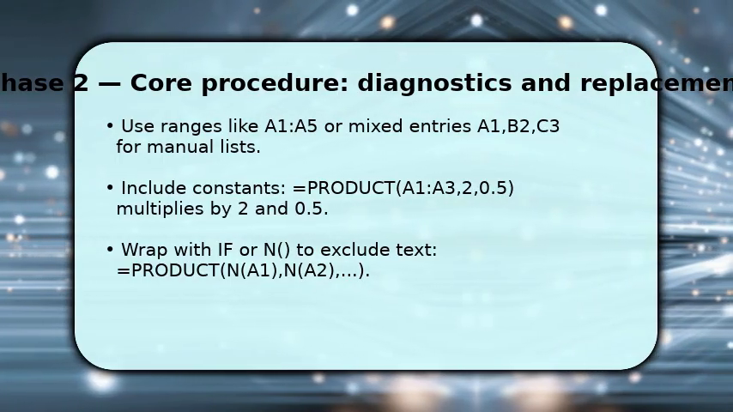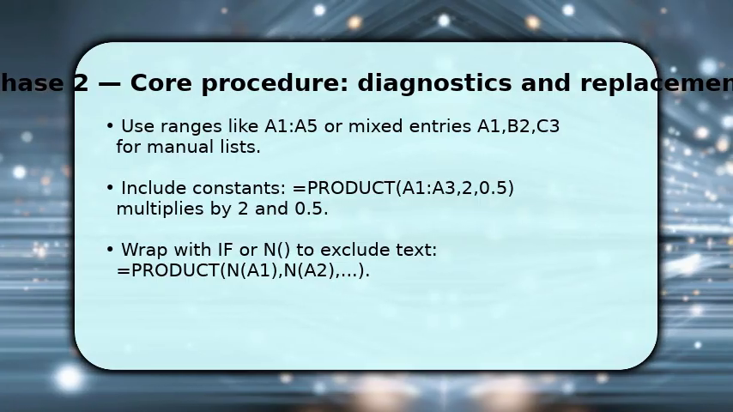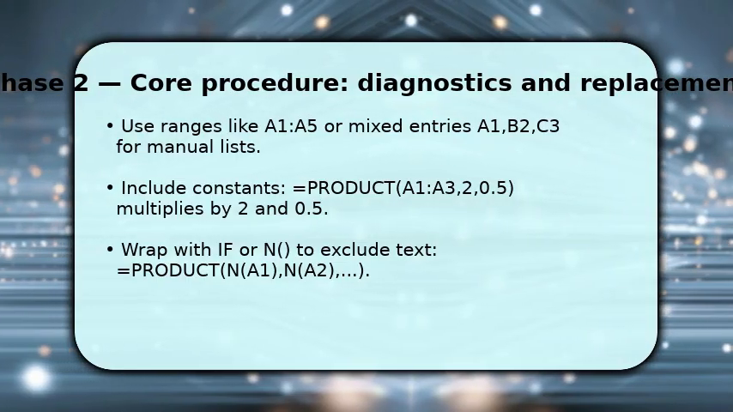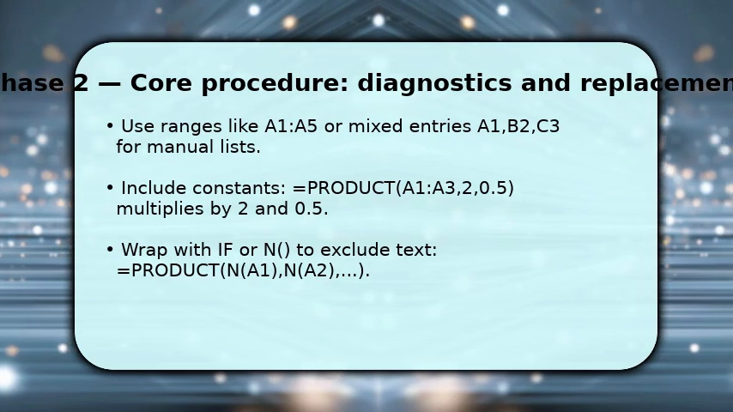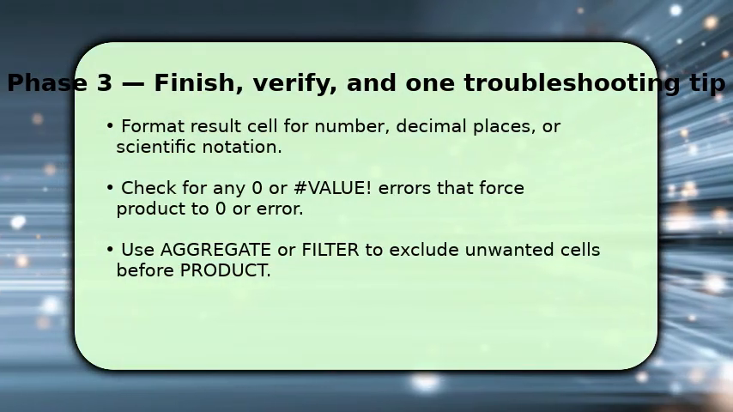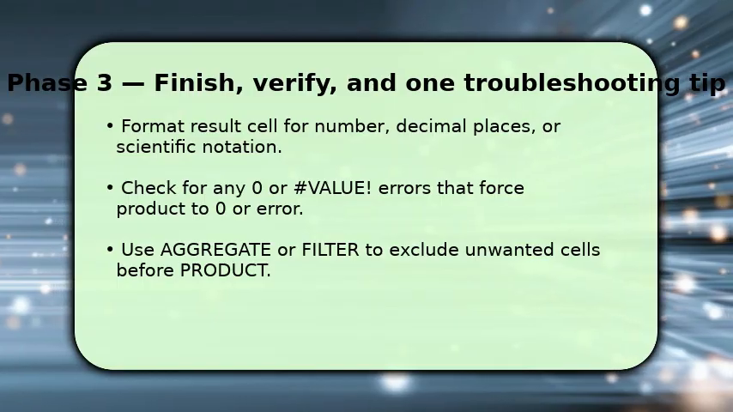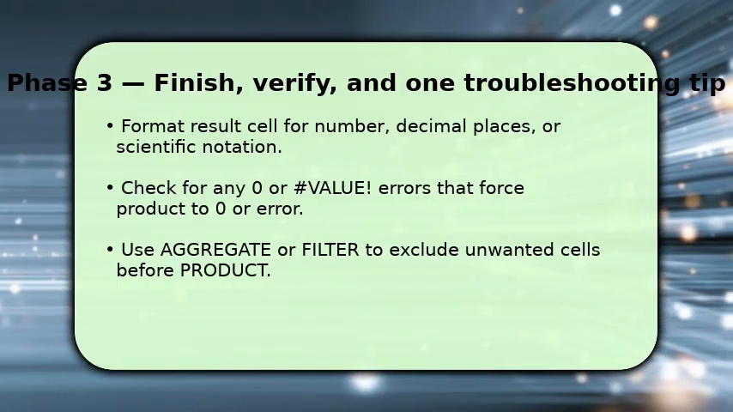Also, use Control plus Shift plus Enter only for legacy array needs. Modern Excel doesn't require it. Finalize by formatting the result cell so your product displays with correct decimals or scientific format. This matters for very large or small outcomes.